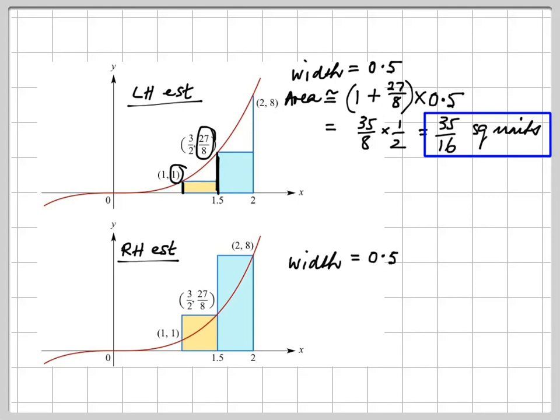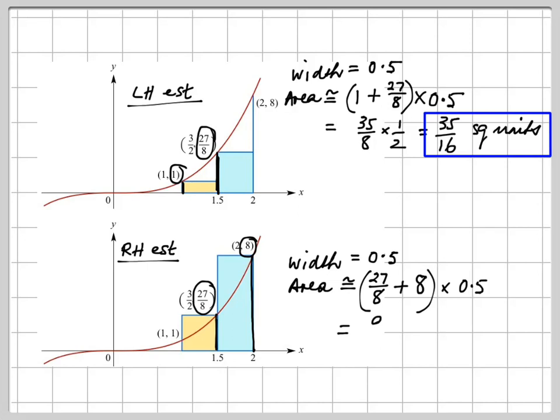Now this one, again, the one underneath, the width is 0.5, and now we're going to work out the area. First of all, the first height is 27 over 8, and the second height is 8, and we're going to multiply that by the width. That is the equivalent of working them out both individually, and that gets me to 91 over 16 square units, Mr. Box. There you are. That's how you do it.